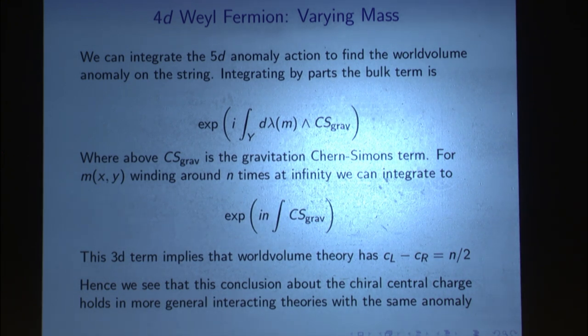And so just like before, where we saw that our argument was robust, here also the conclusion about the chiral central charge on the string is robust. The exact degrees of freedom that make it up depend on the model you might consider. So the fact that it was free fermions might be particular to the free fermion example, and in an interacting 4D example with the same anomaly, the string world volume could be interacting as well.